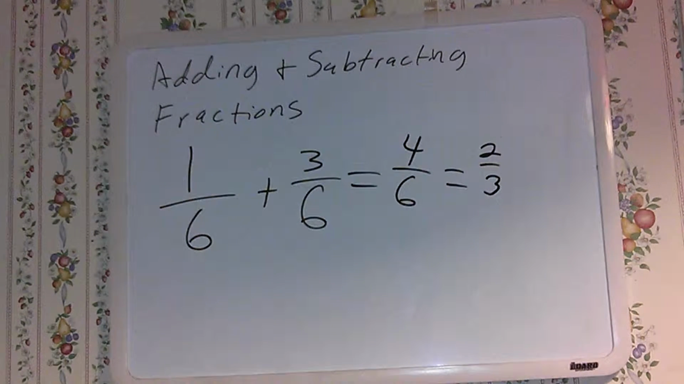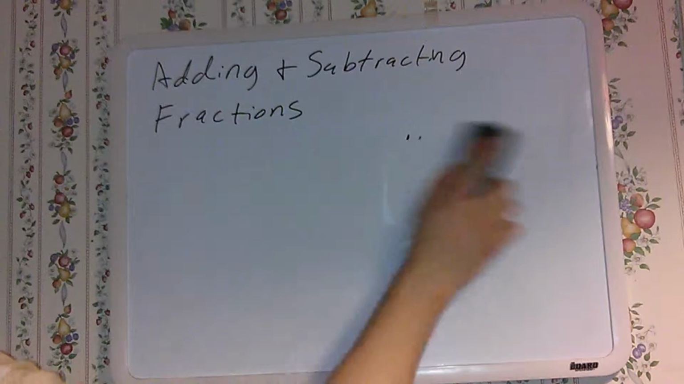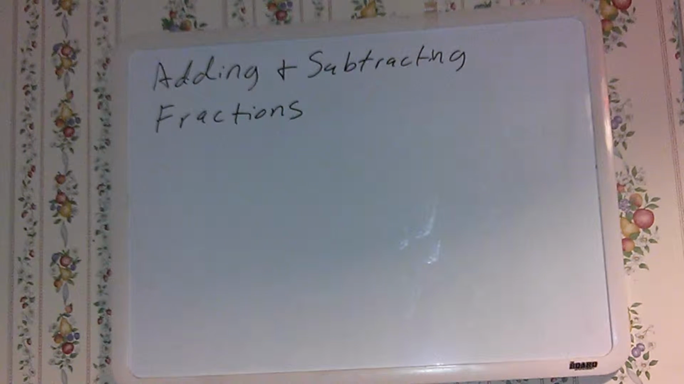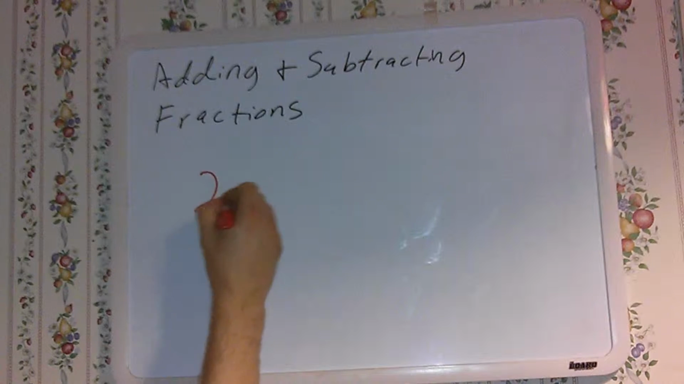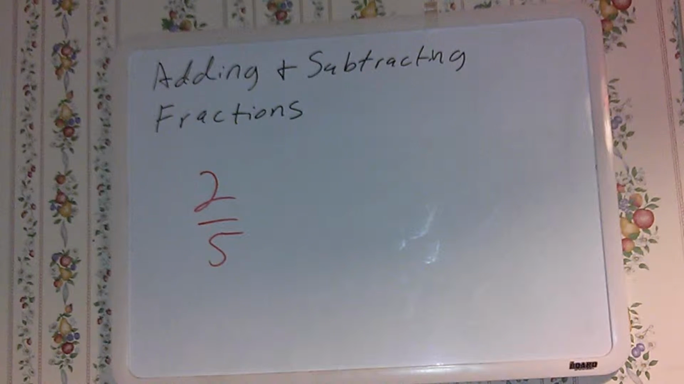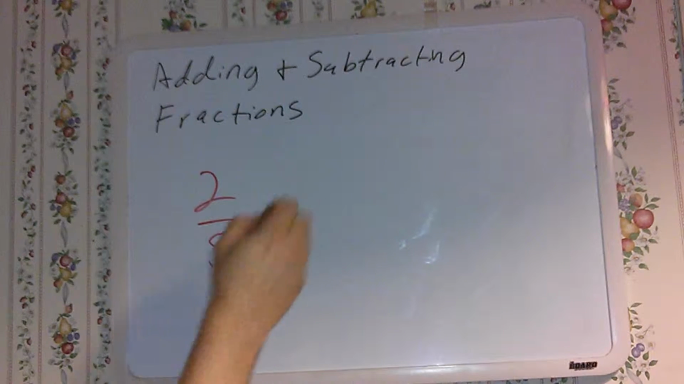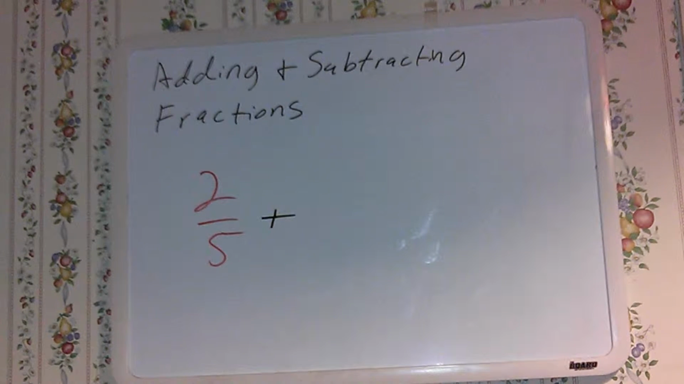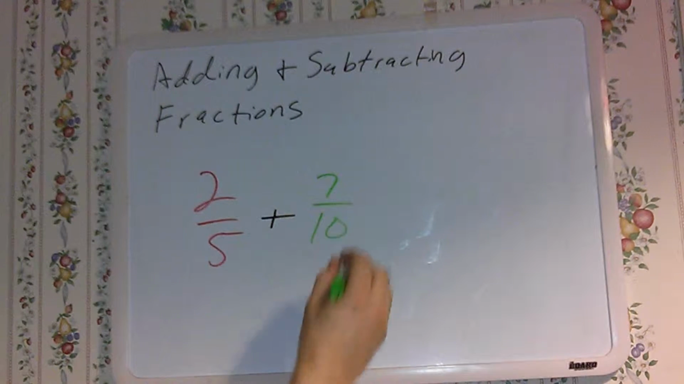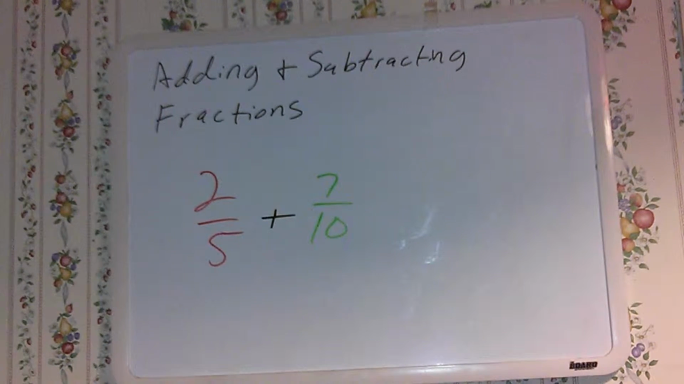So, the thing about adding and subtracting fractions is the bottom numbers absolutely have to be the same. So, we have 2/5 as one of our fractions, and we want to add it together with 7/10. We can't just do that. We can't go here and say 5 plus 9 is 15. That's not the way fractions work. We can't add those two together.